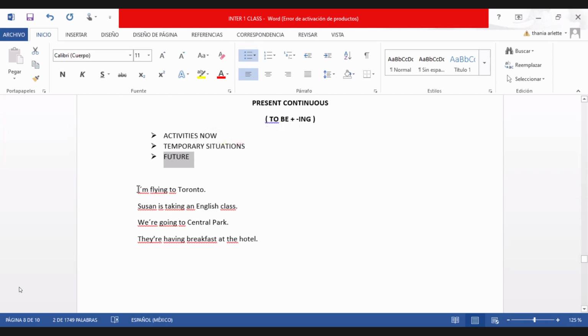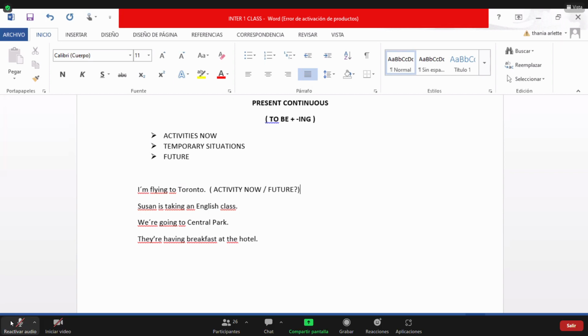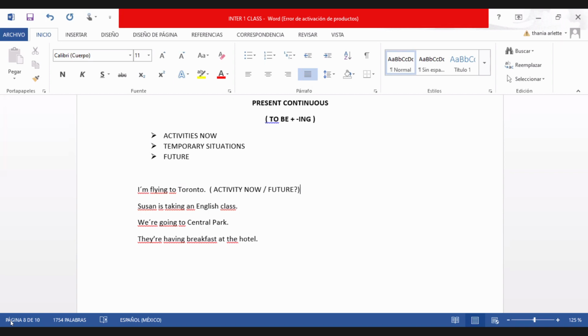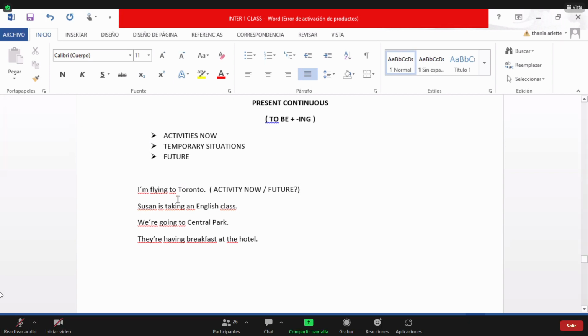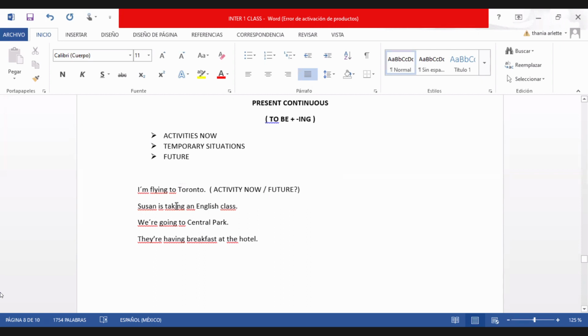But if you read sentence number 1, I'm flying to Toronto, and I say, hey guys, what is the sentence about? Is it about an activity now or is it about the future? Some students can say, I think this is an activity happening now. And some students can say, I think this is for the future. The two answers can be correct. The activity can be happening now, but can also be about the future.